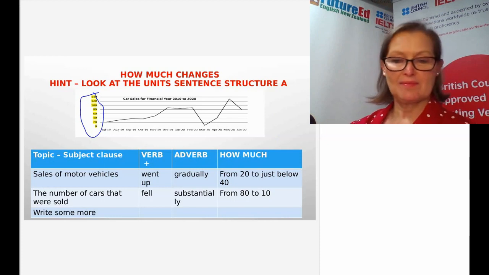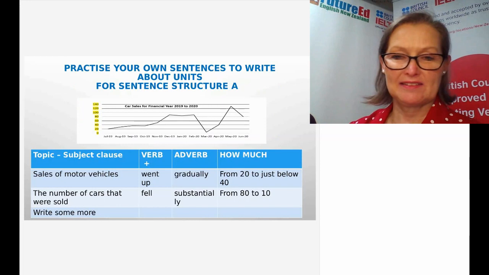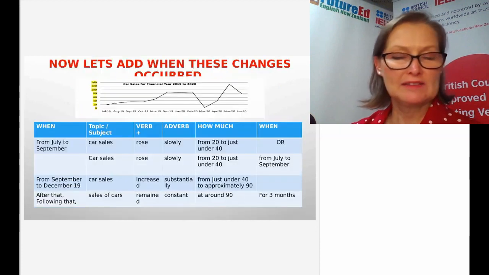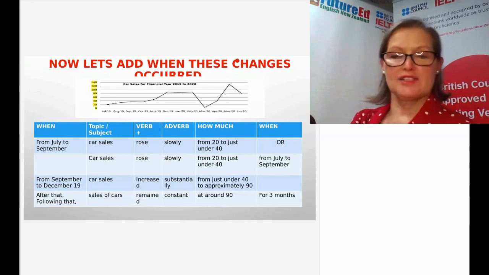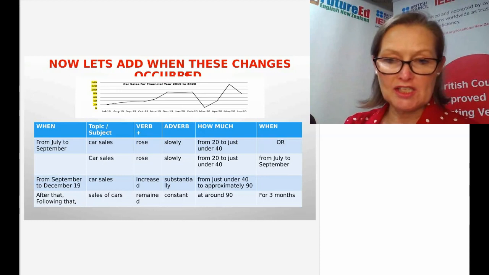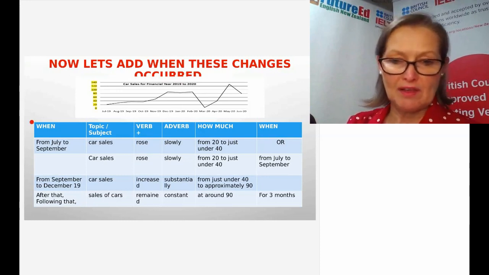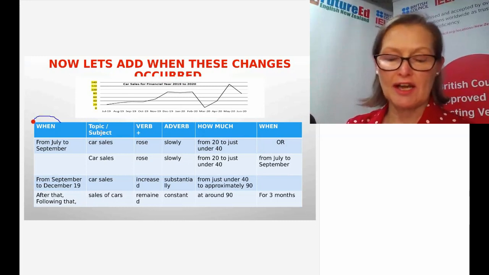And let's check, did you get some sentences that look like this? So now let's move on and let's add, when did these changes happen? So now I'm really getting towards my full sentence, aren't I?